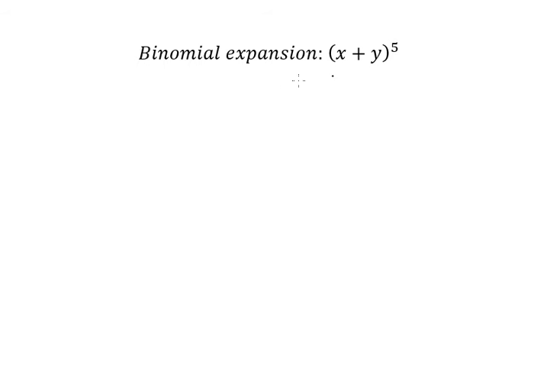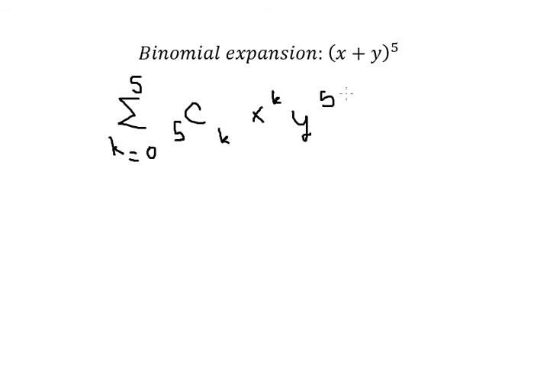The formula of this one should be the summation, k equals 0 to 5, and we have a combination, 5 choose k. So I will choose s, so that means s to the power of k, and we have y. So we have 5 minus k in here.